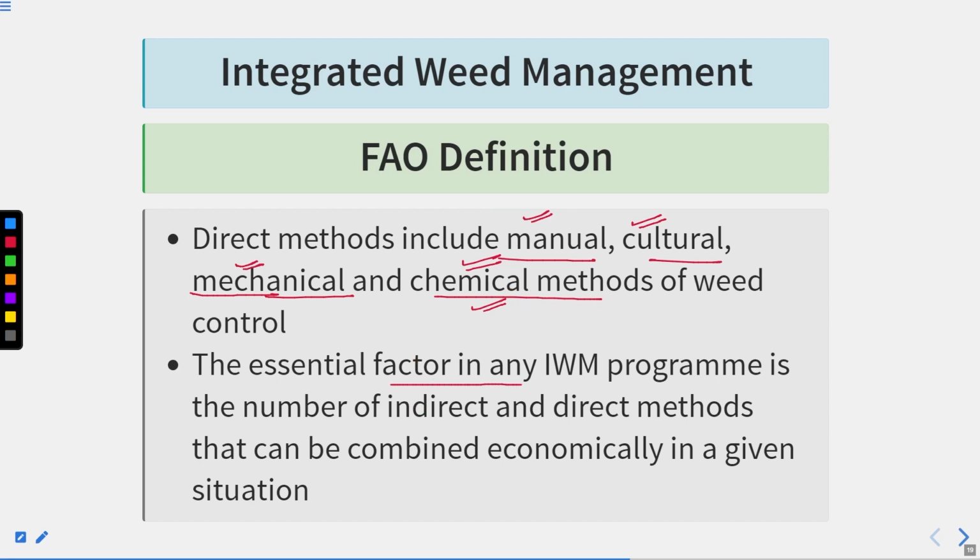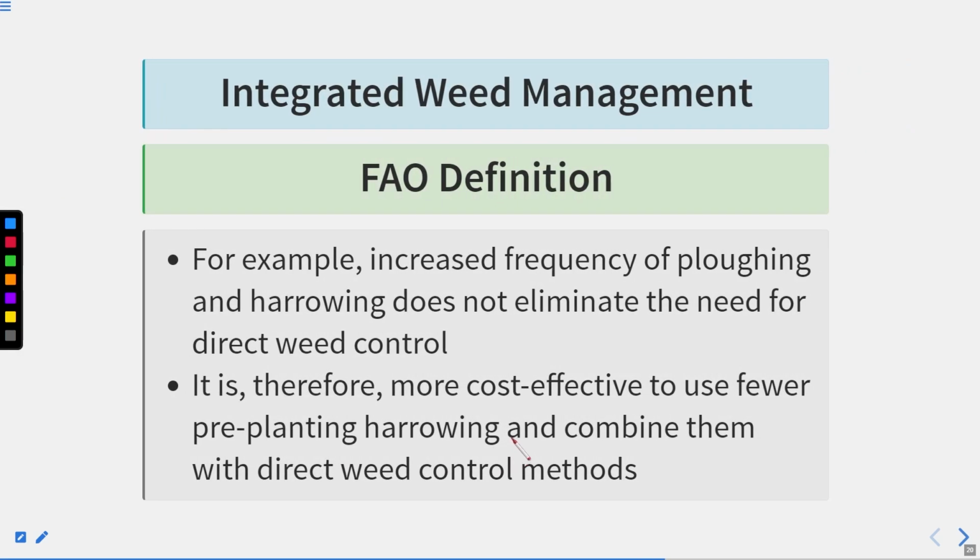The essential factor in any IWM program is the number of indirect and direct methods that can be combined economically in a given situation. For example, increased frequency of plowing and harrowing does not eliminate the need for direct weed control, and it is therefore most cost effective to favor pre-planting harrowing and combine it with the direct weed control methods. Right, so this is all about integrated weed management. We have completed the weed control methods.